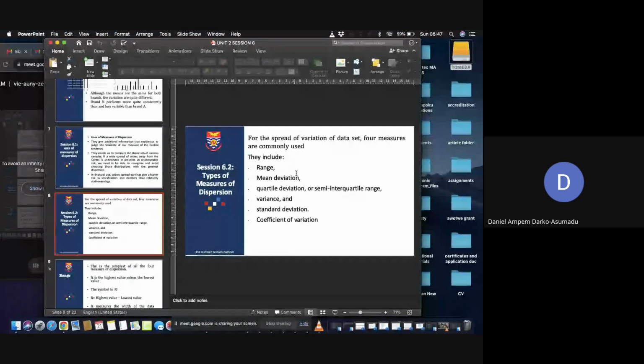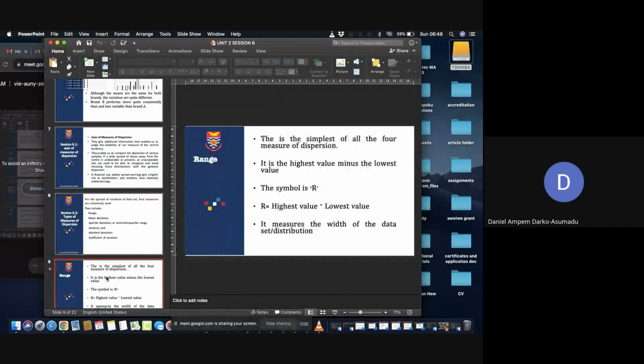We have range, mean deviation, quartile deviation, variance, and standard deviation. We are going to look at about four of them. We look at the range, mean deviation, variance, and standard deviation, and probably the coefficient of variation. Then we'll be fine. The range is the simplest of all the measures of dispersion.